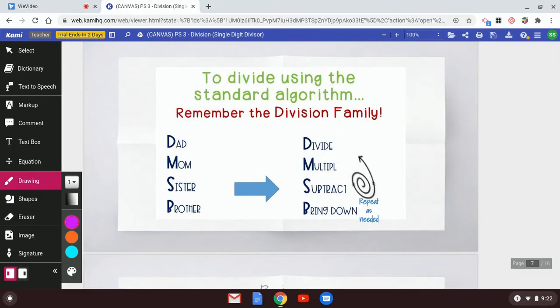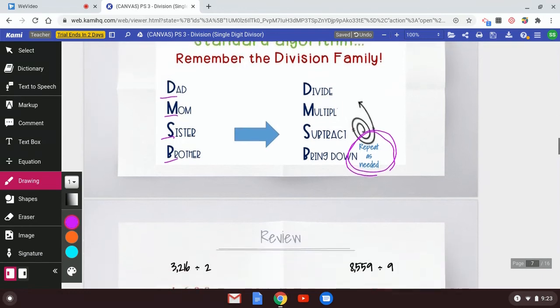Now, I struggled to remember that, so I just think of a division family. I have dad, mom, sister, brother, okay? And the first letter stands for something. Dad starts with D, so we divide first. Mom starts with M, so we multiply next. Sister starts with S, so we subtract. And then brother starts with B, we bring down, and then we repeat and go back up to dad as necessary. Dad, mom, sister, brother.